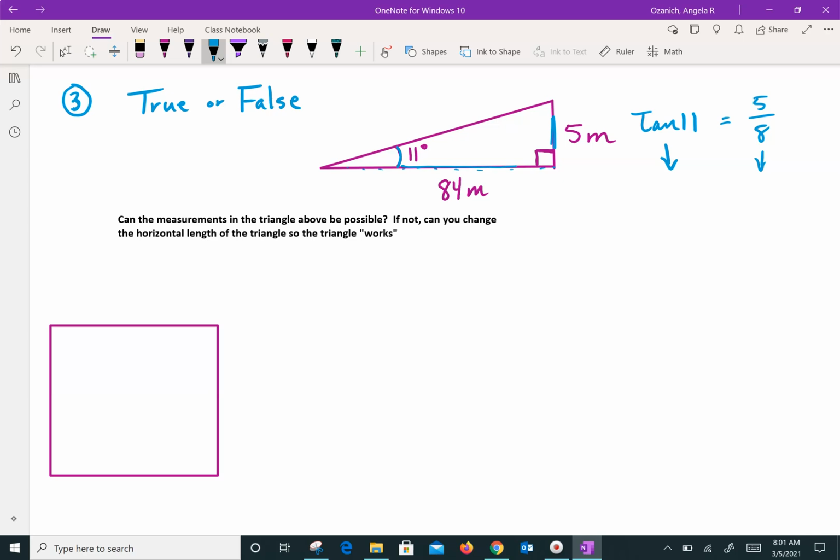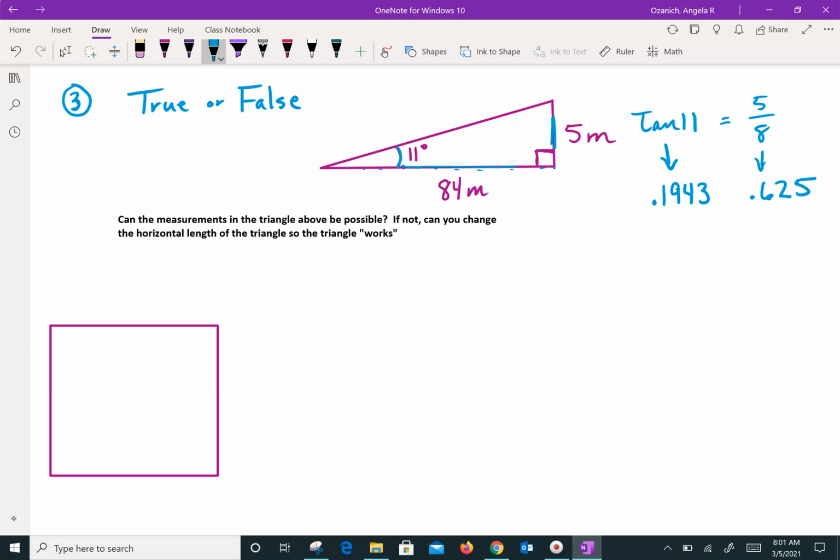I'm going to use my calculator to figure out that ratio as well. So if I take the tangent of 11 on my calculator, I should get a decimal value that is equal to 5/8. Let me try that. 0.1943. Okay, well, let's try 5 divided by 8. Oh, goodness, this is 0.625. Wow, those are not the same at all. All right, so we're going to have to fix something.